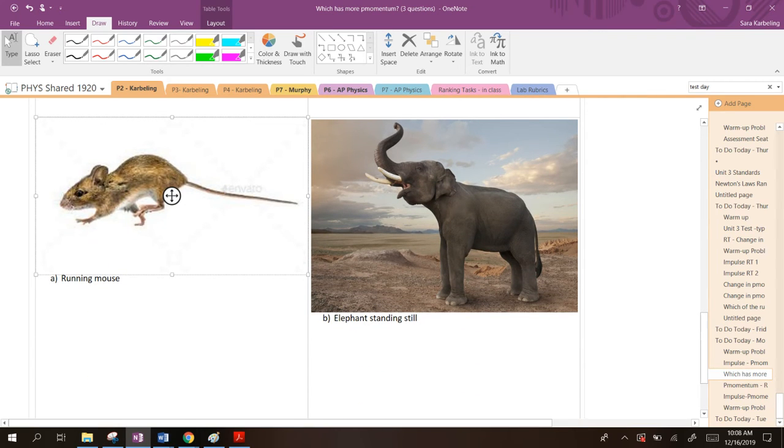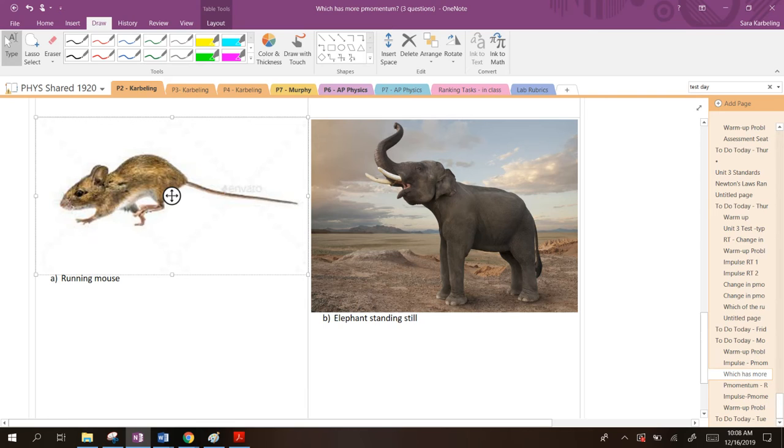A running mouse or an elephant standing still? Ready? 1, 2, 3, go. Everybody votes. I see 100% participation. Y'all are standing.